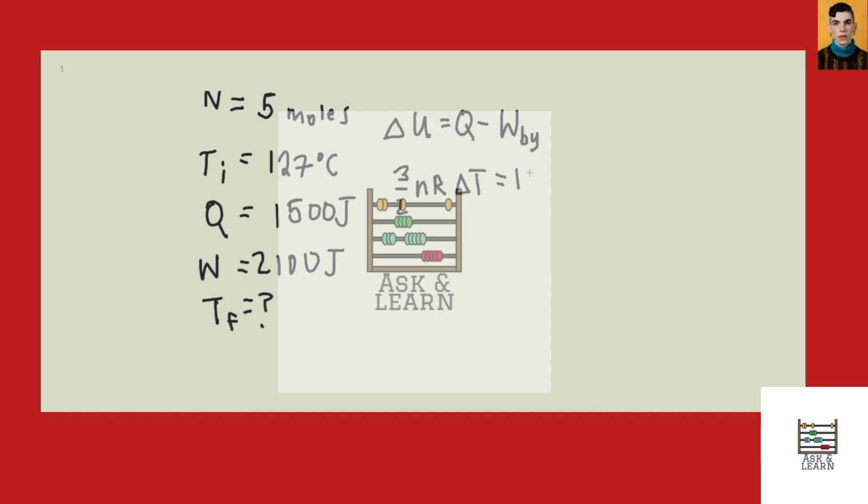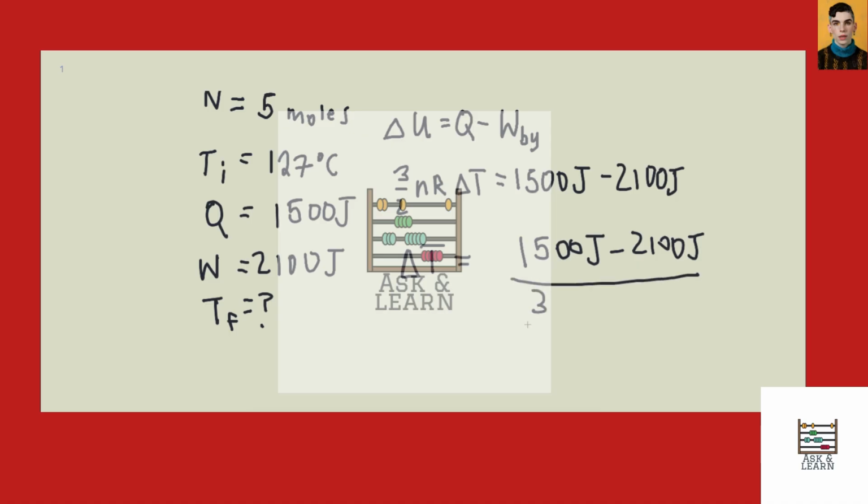And then we know that 1,500 joules of heat are added, and the gas does 2,100 joules of work. And so it looks like we have all the ingredients that we need to solve for the final temperature. So we can algebraically manipulate this and get delta T is 1,500 joules minus 2,100 joules, all divided by 3/2 NR.